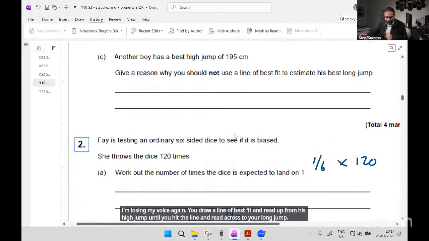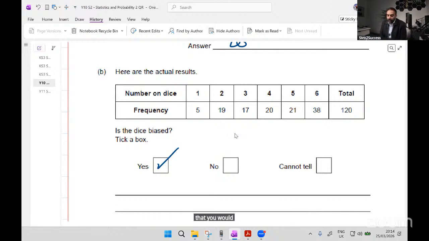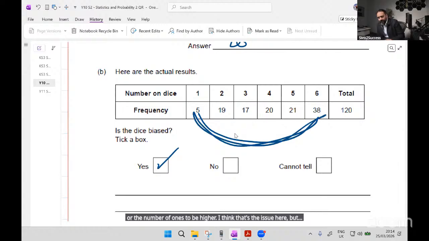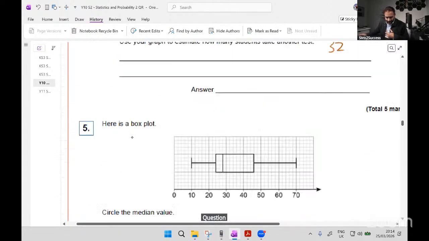Thought so. 2B. 2B is the dice one. I would word it as saying that you would expect the number of sixes to be lower or the number of ones to be higher. I think that's the issue here, that these should be closer to 20. So you could say either the number of sixes should be lower or the number of ones should be higher, or both. I'll say both. You'd expect all of them to be closer to 20, something like that. So I'd word it. Question 6 has popped out.